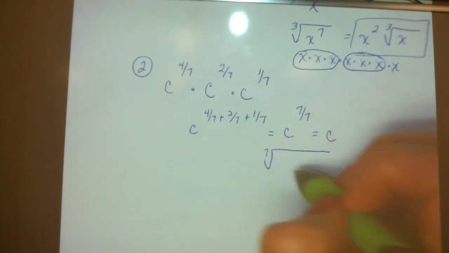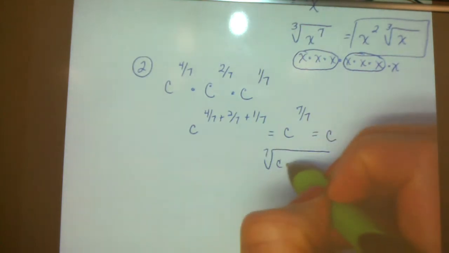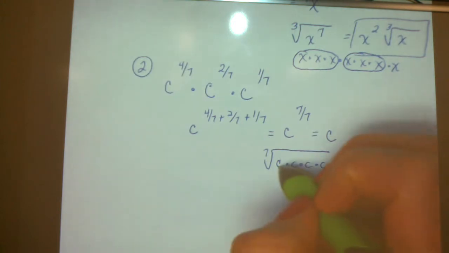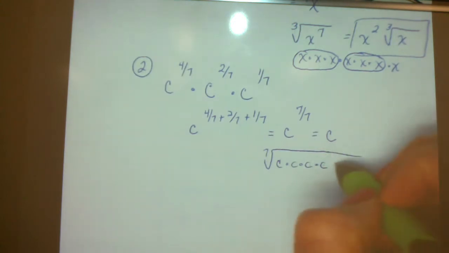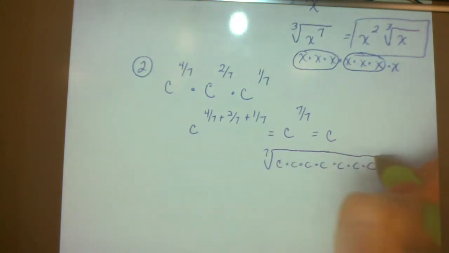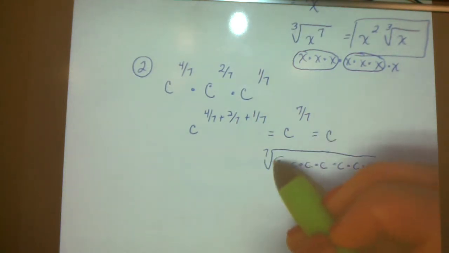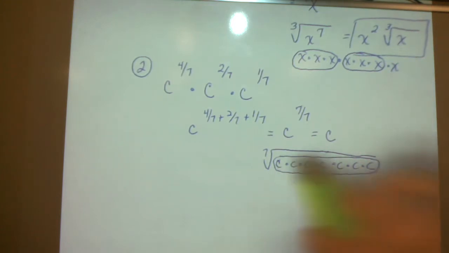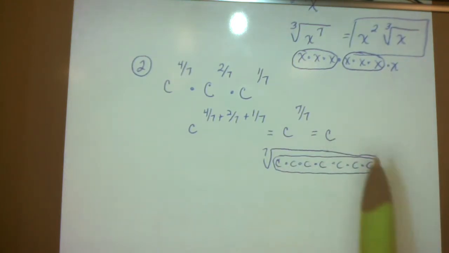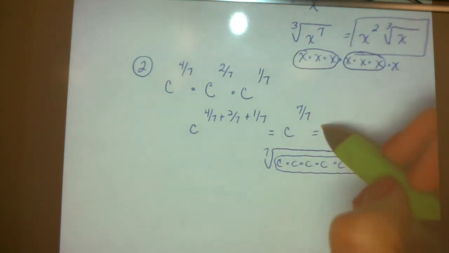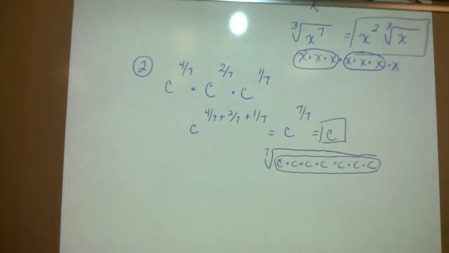If I were to rewrite this, I would have 7 c's underneath. 1, 2, 3, 4, 5, 6, 7. And I'm grouping by 7 because that's the root. What will happen is I'm grouping all 7 together. That's going to come out, and it's c, the 7th root of blank. If you group everything together and there's nothing left that's not circled, that radical goes away no matter what the root is. But in any case, our answer is c.